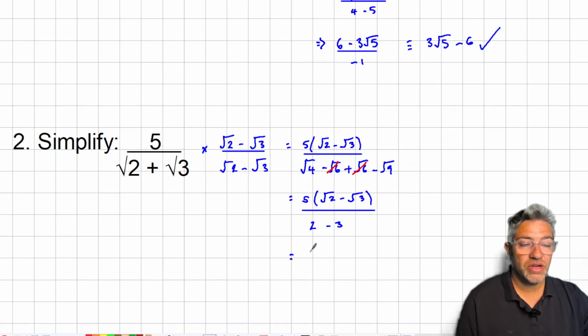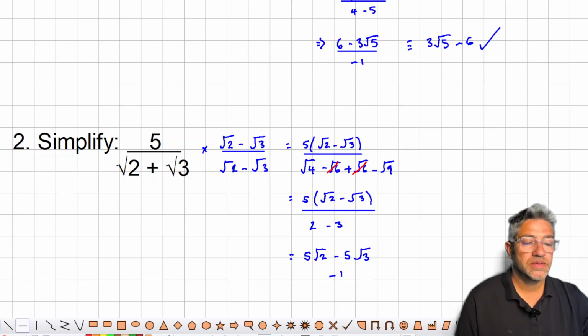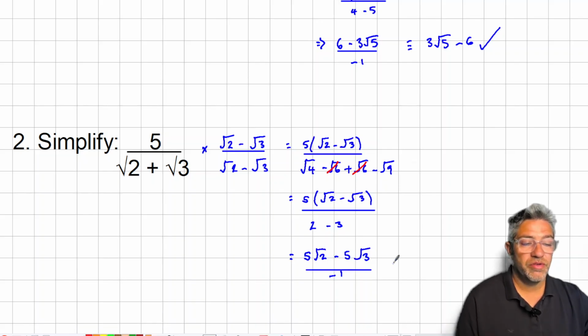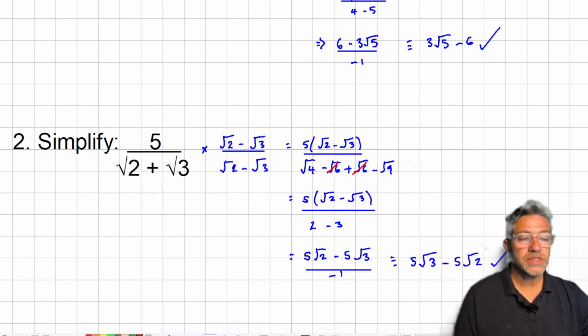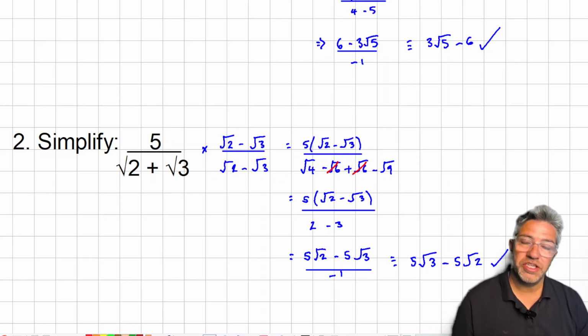And it's at this stage I will expand my brackets, so that gives me 5 root 2 subtract 5 root 3 all over minus 1. Because we're dividing through by minus 1, this numerator, if you like, or my overall answer will simplify to 5 root 3 subtract 5 root 2. Our prior knowledge of dividing through by negative 1 being called upon here.